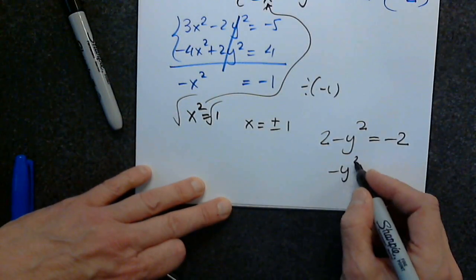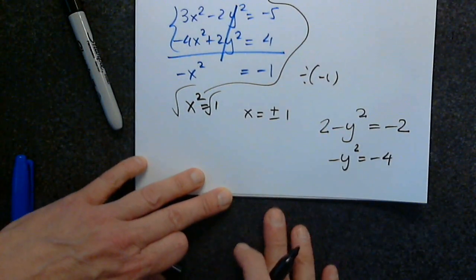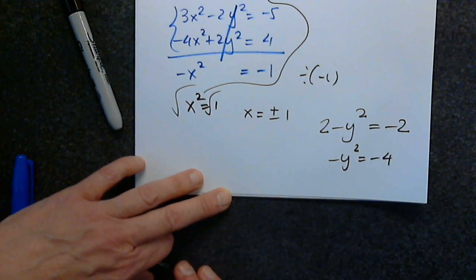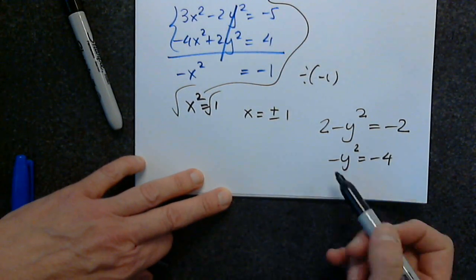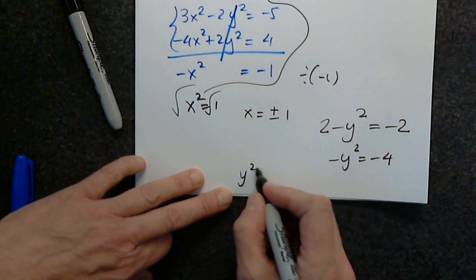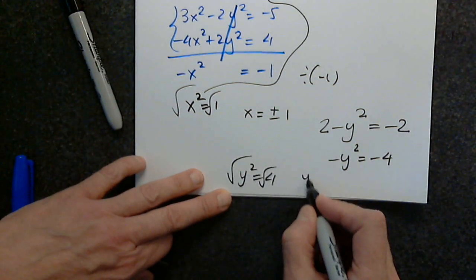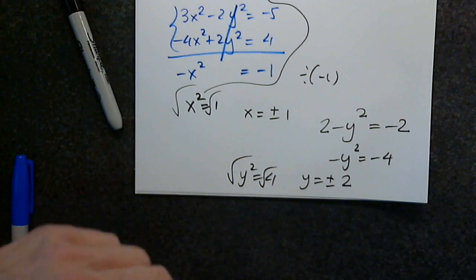So negative y squared equals negative 4. I like it, but not yet. I have to eliminate the negative. So I have y squared equals 4, and I do the same thing. y equals plus or minus 2.